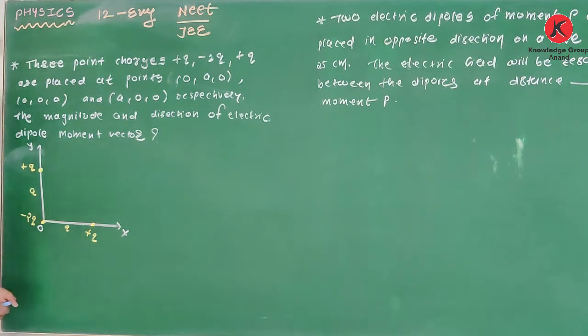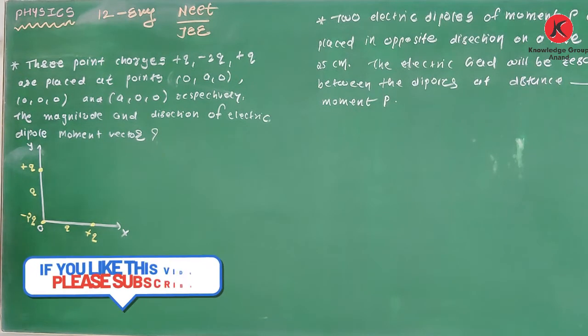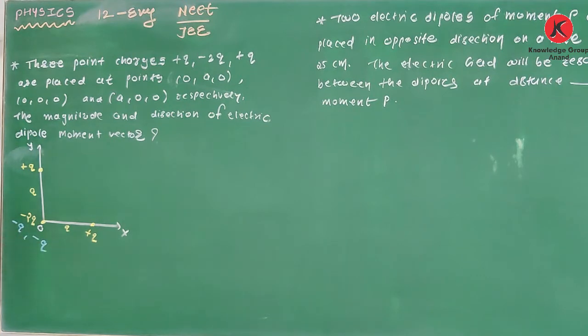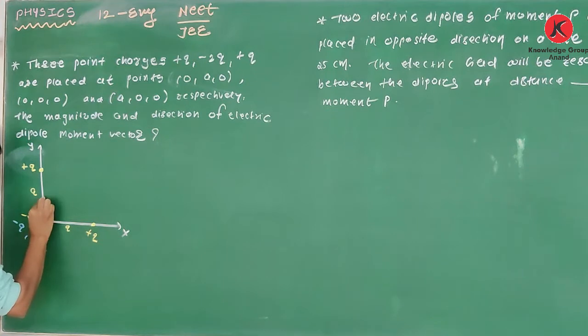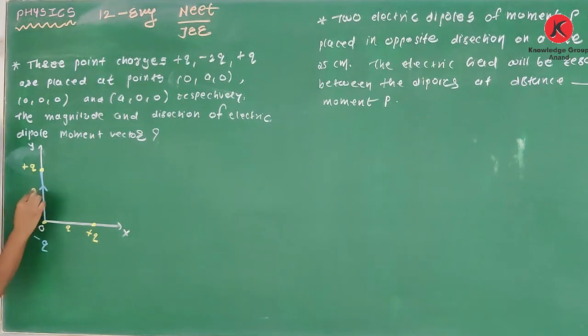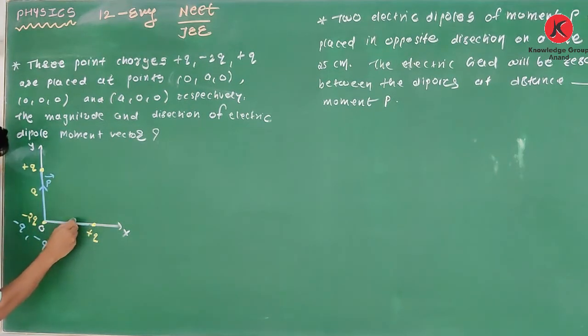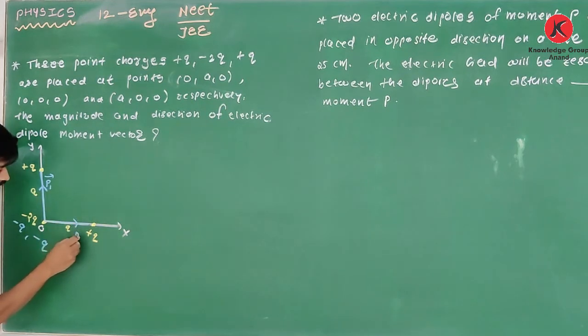So yes, as you are given three charges, plus q, minus 2q and plus q, but you are given two electric dipoles. Yes, I can divide this minus 2q charge into minus q and minus q. So one dipole is between plus q and minus q, another dipole is between minus q and plus q. Its dipole moment is from minus to plus, means in this direction. Yes or no? Dipole moment P. And its dipole moment is in this direction. Let it be P1 and let it be P2.